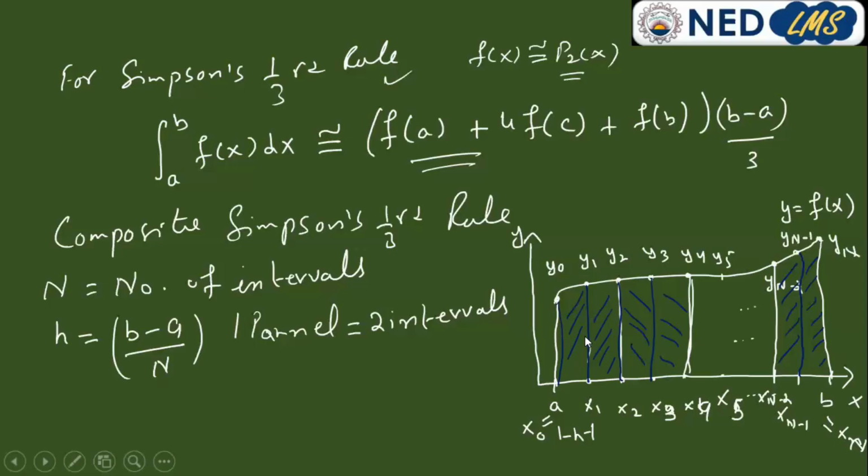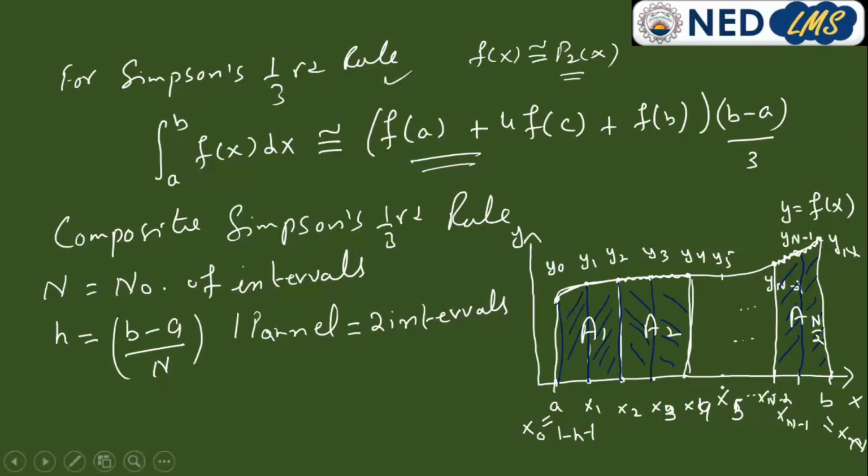So I'm going to apply Simpson's one third in this panel, I am going to apply Simpson's one third in this panel, and I am going to apply Simpson's one third in this panel. So in this way, I will get the area under each panel, and I will sum up all the areas. So this will give me area 1, this will give me area 2, and this will give me the area whatever. I know this is n by 2. Okay, so why n by 2?